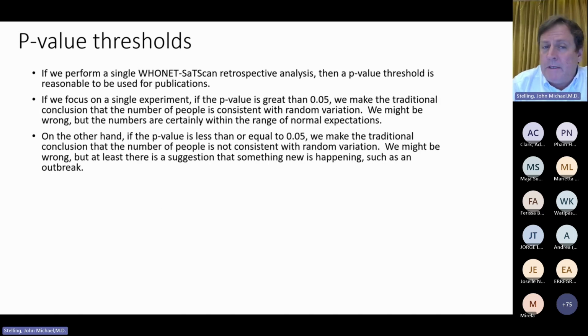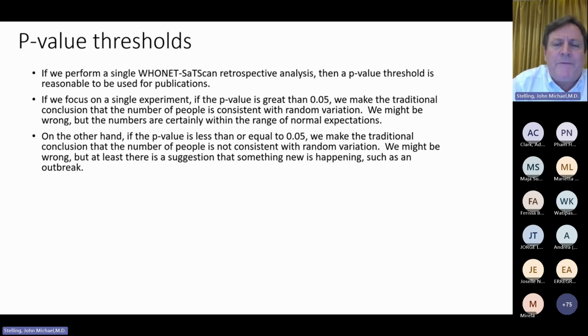So if we perform a single WHONET-SaTScan retrospective analysis, we use a p-value for the reasons I just said. It's a single experiment. 5% of the time, you will end up with an extreme result. So if the focus is on a single experiment, if the p-value is greater than 0.05, we make the traditional conclusion that the number of people is consistent with random variation. We might be wrong. It might be an outbreak, but the outbreak might not be very statistically significant, and it might be within the range of normal variation.